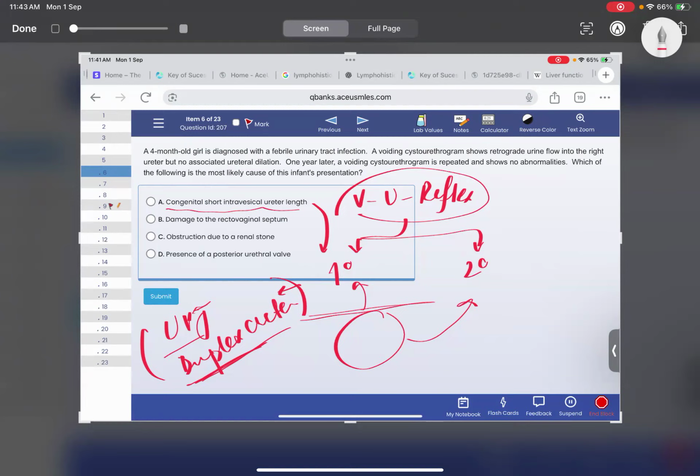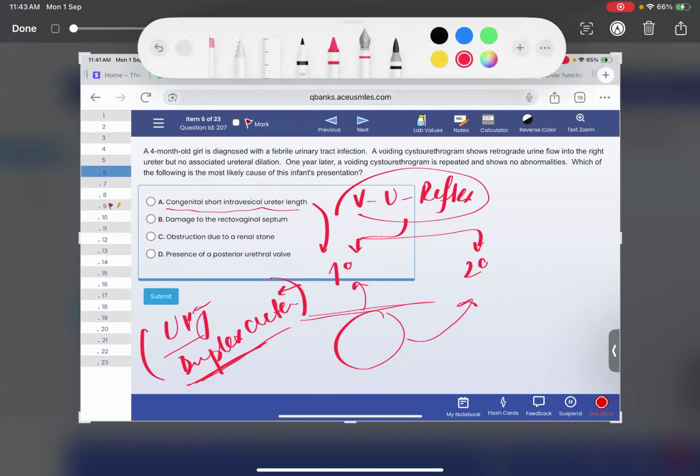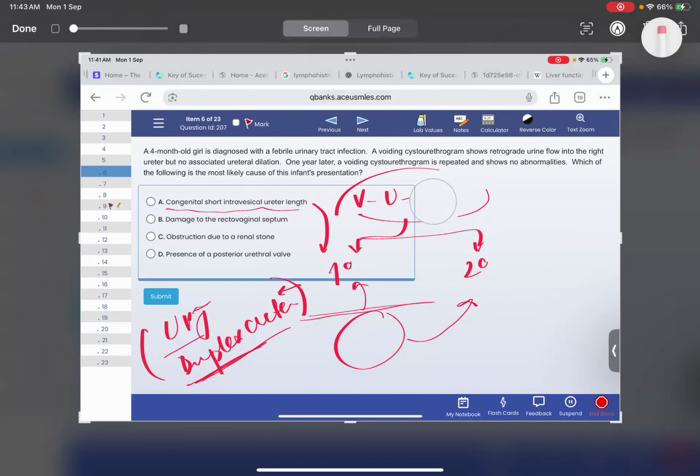What are other important points about vesicoureteral reflux? Sir, can you please repeat this again? So let's come to the question so you will understand it. What is the question asking?